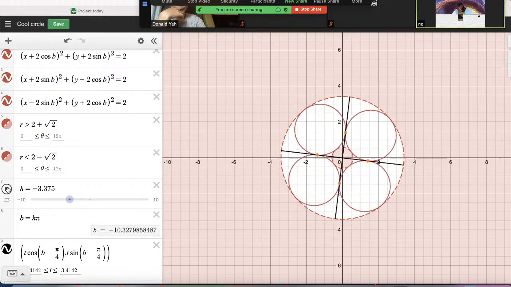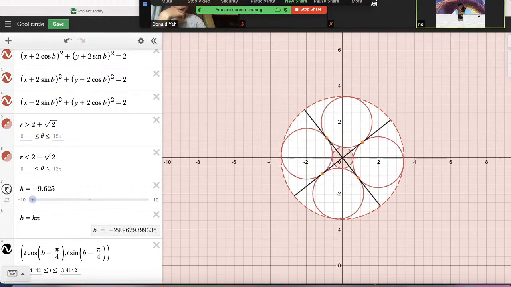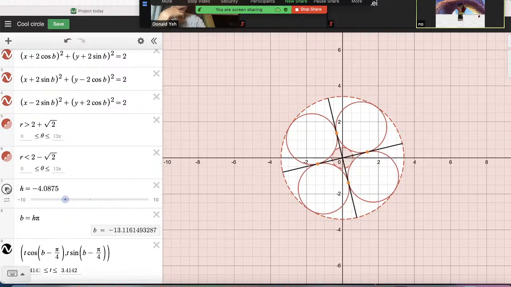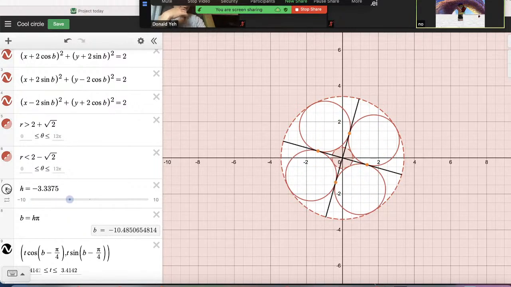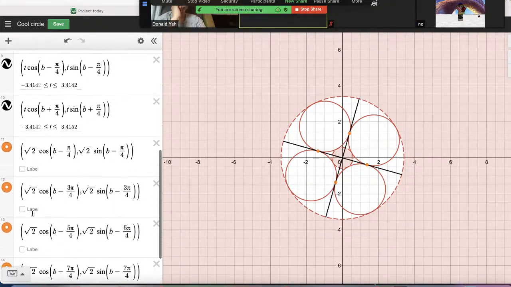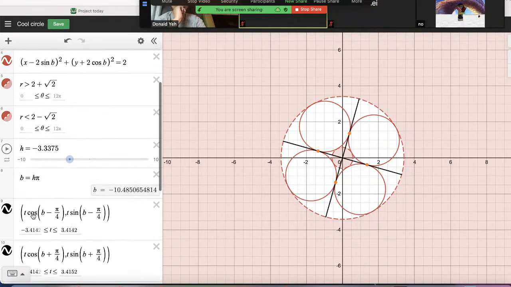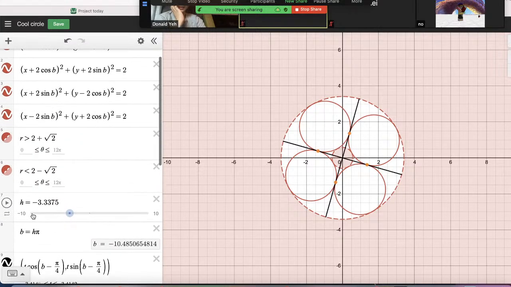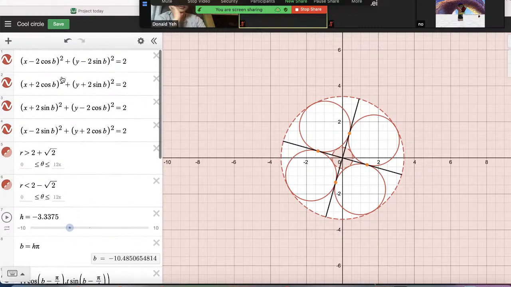Is it just spinning? So let's make a line spin first. Try H squared pi. Make it H. Oh yeah, I also need to know how to make a line spin. How do you make a line spin? It's something to do with this part. So H is the slider, and then they go with B is equal to H pi, and then why pi?